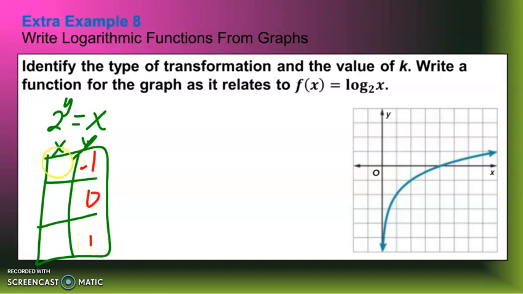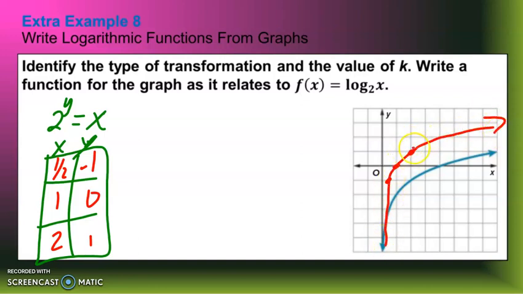2 to the negative first power is 1/2. 2 to the 0 power is 1. 2 to the first power is 2. So if I were to plot those, I would have a point at 1/2, -1, 1, 0, and then 2, 1. And if I were to draw this up, it would just come over like this.